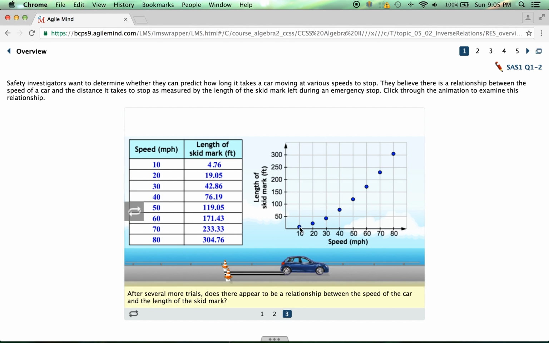So here the graph has been populated with data. This is the speed axis. The x-axis corresponds with the speed of the car, and the y-axis is the length of the skid mark in feet. You can see that as the speed of the car increases, so does the length of the skid marks. Does this type of function look familiar to you?